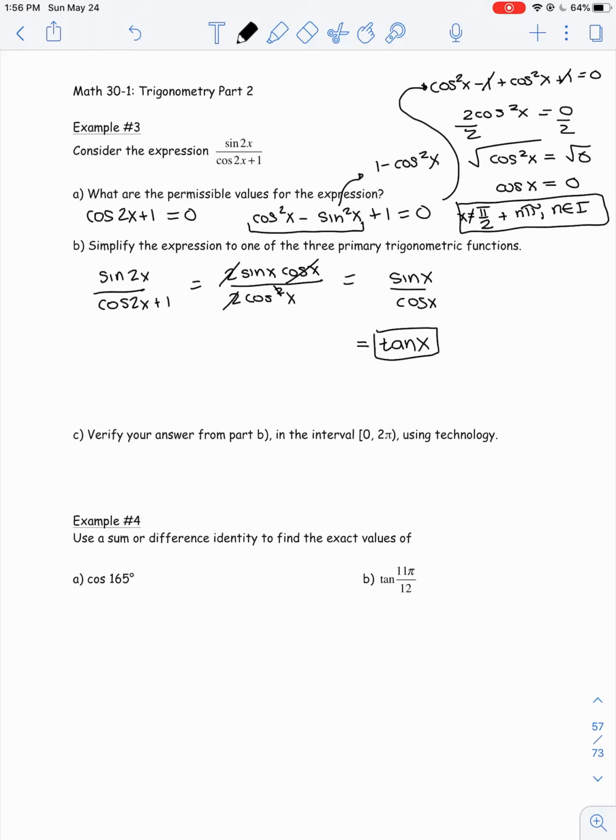Now we can verify our answer by going y1 is sine 2x over cos 2x plus 1, and y2 is tan x. What you should be looking for is that the graphs overlap each other. And you would graph it over the domain of 0 to 2 pi.